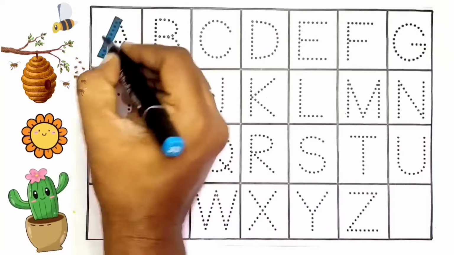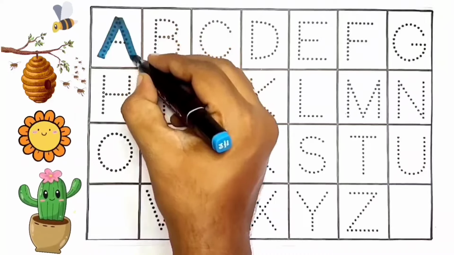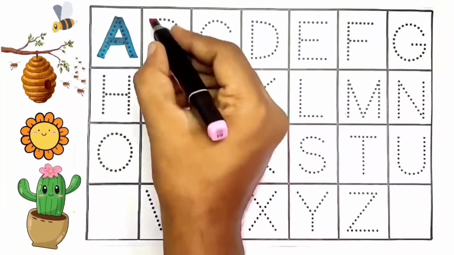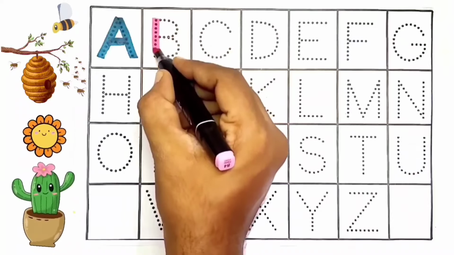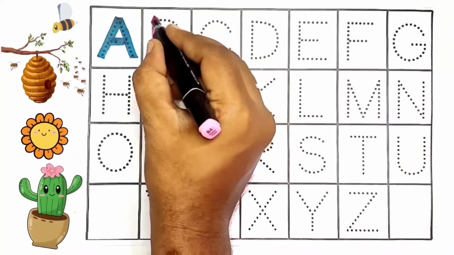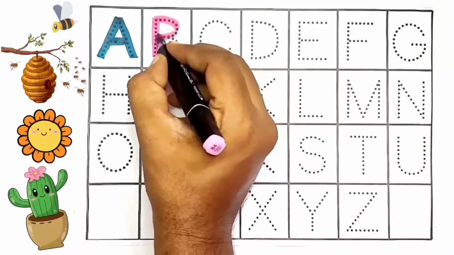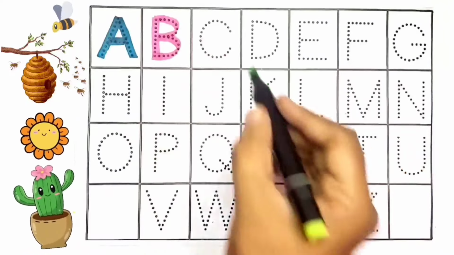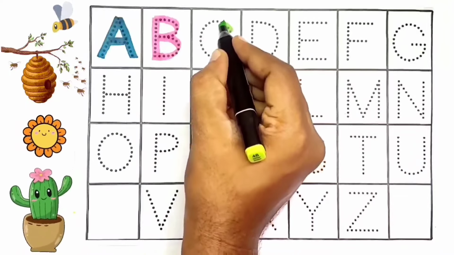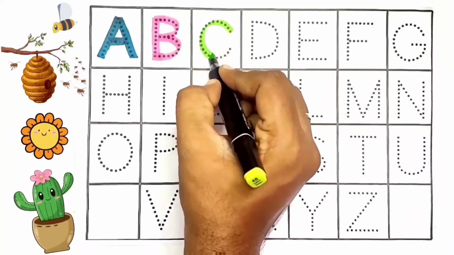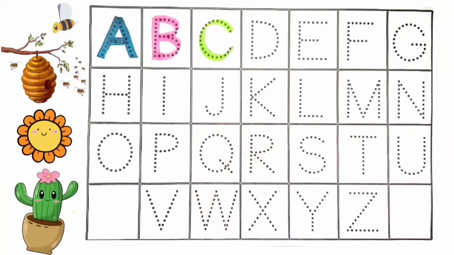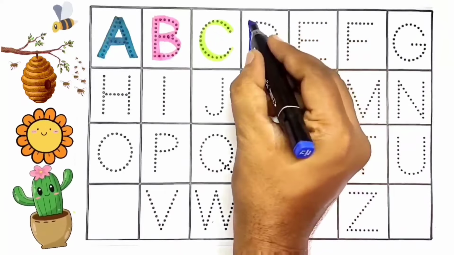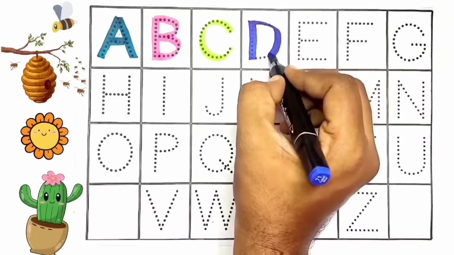This is letter A. A for apple. B. B for ball. Letter B. C. C for cat. C. D. D for dog. D.